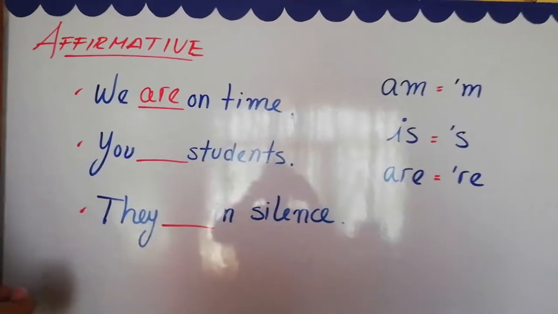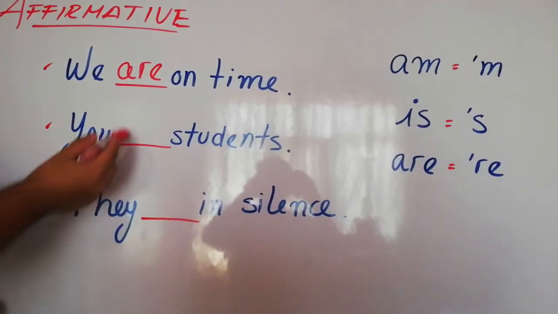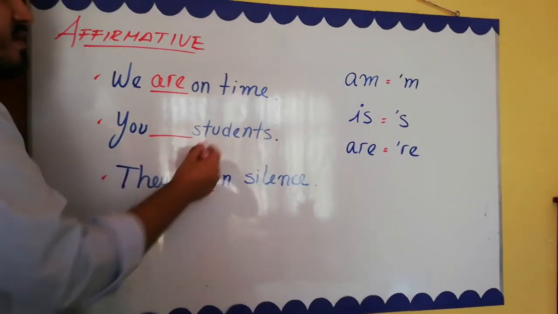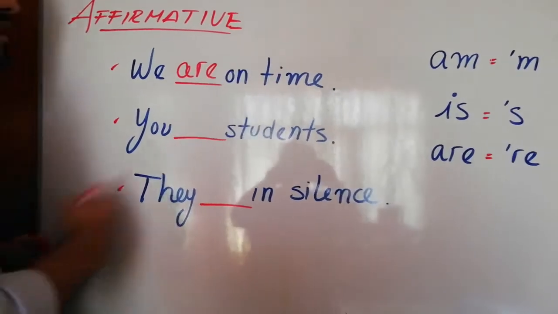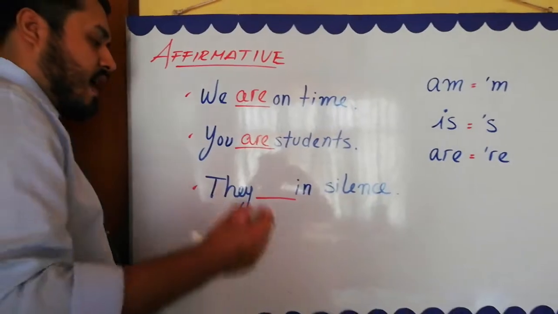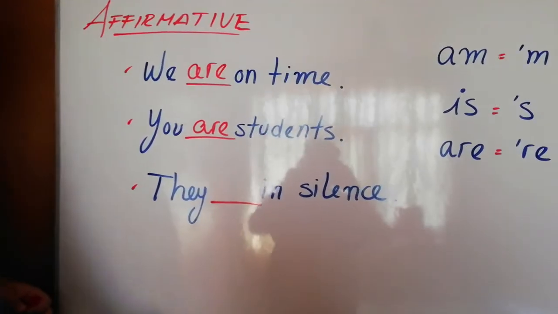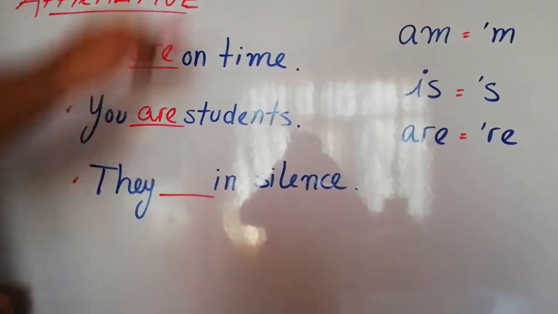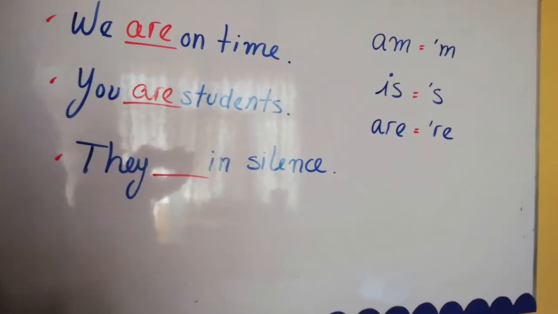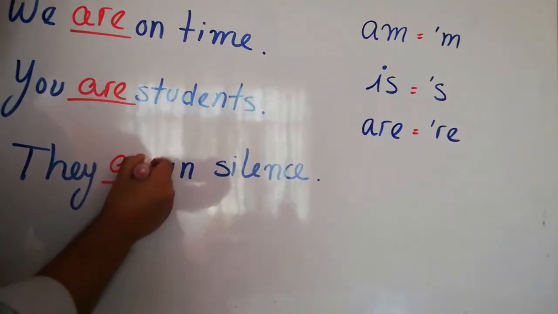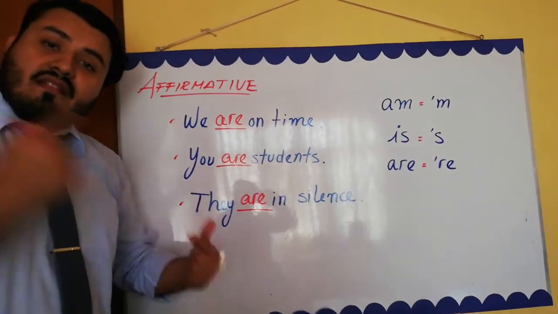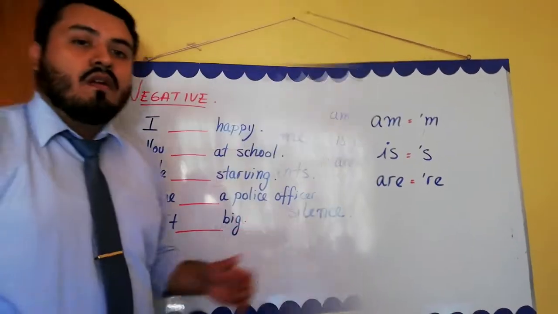Perfect. Let's go with the next one. You, I'm referring here to a group of people. Okay? You students. The correct verb to be is gonna be you are students. Okay? And for the last one, here I have they, referring to a group of people also. Okay? So, they in silence. They are in silence. Okay? So perfect. Let's continue.